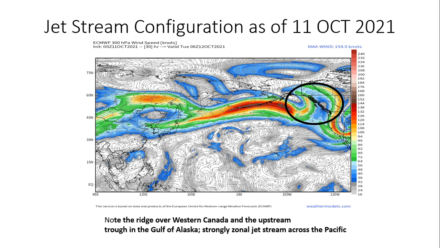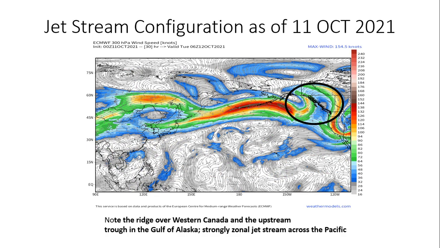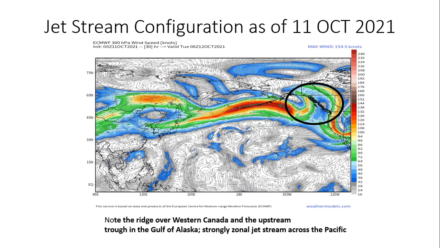We generally have a stronger jet stream associated with this temperature contrast between the cooler water in the Gulf of Alaska and that warmer water to the south. Now, the stronger the temperature difference between these two water masses, the stronger the upper level jet stream is going to become, the stronger the winds are going to blow within it. So this is just showing you, looking at sea surface temperature anomalies today, with a negative phase PDO taking shape and what the actual jet stream looks like right now as of today, the 11th of October.